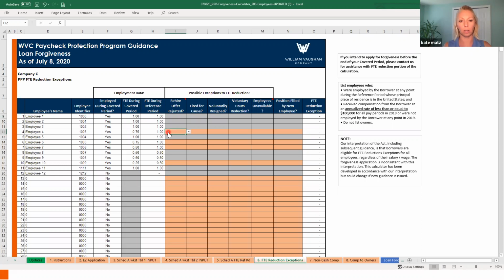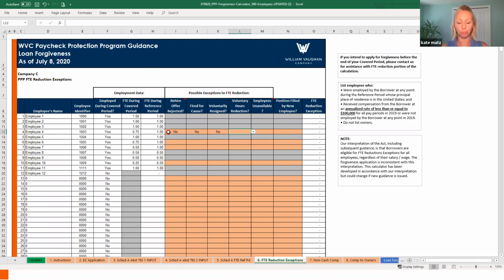The first one is if we offered them their job back and they refused, they said no. So we'll say no, that's not the situation here. The next one would be, were they fired for cause? So if you terminate somebody for cause, we're not going to penalize you for this calculation. Here we're going to say no. Did they voluntarily resign? So somebody just leave on their own accord. We'll say that's a no as well.